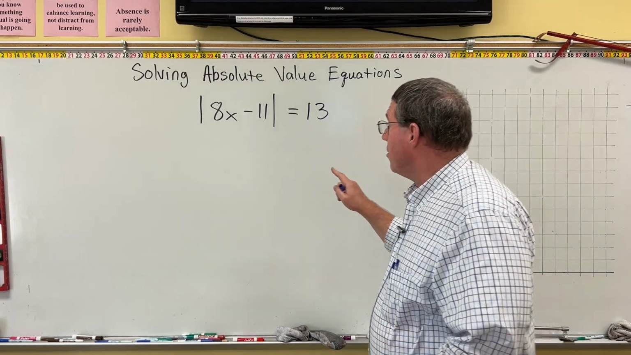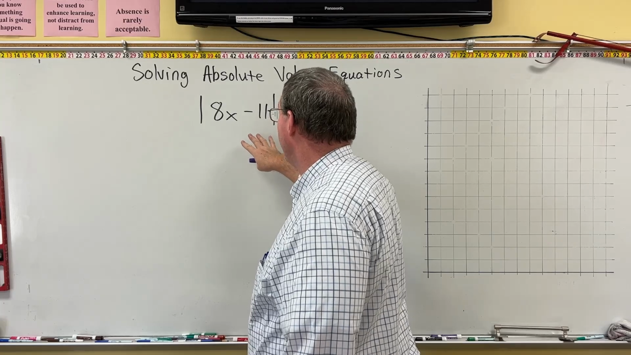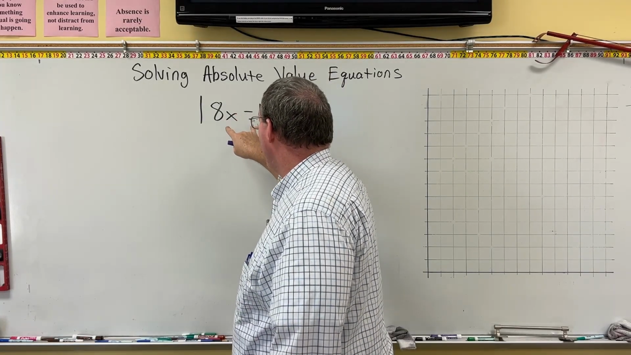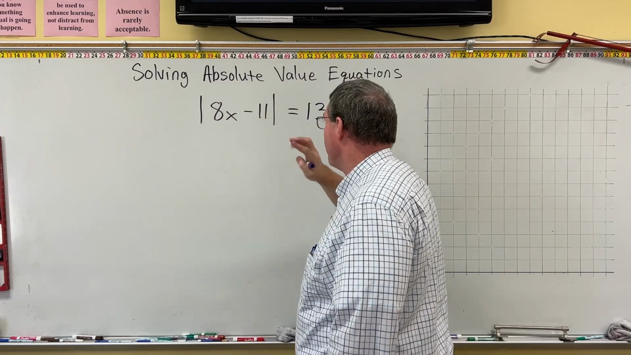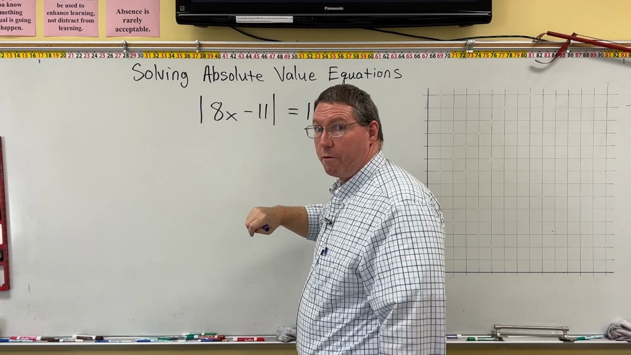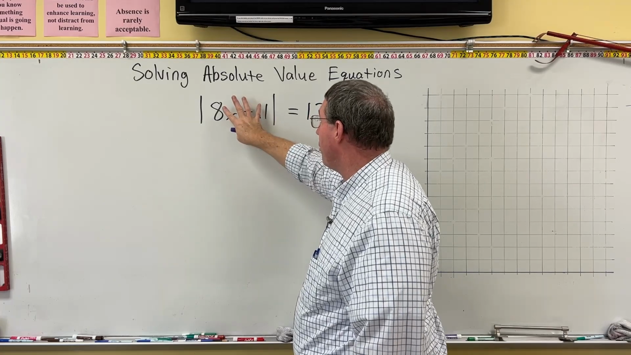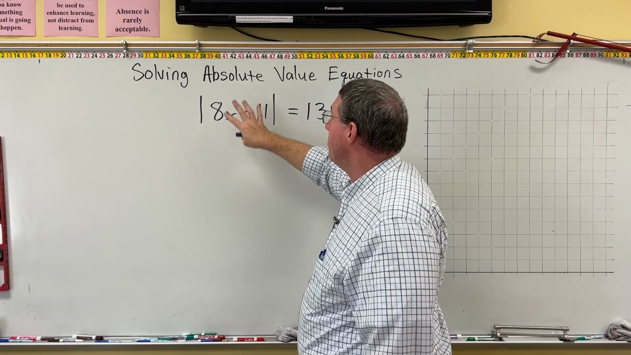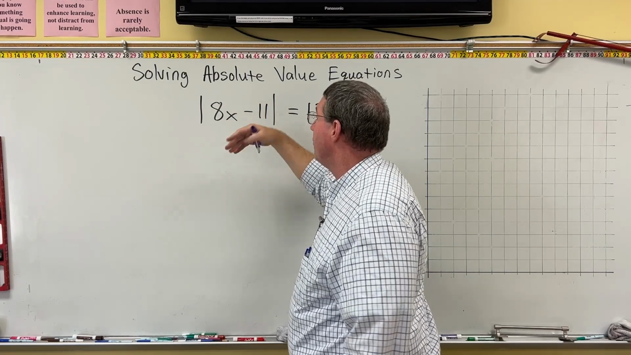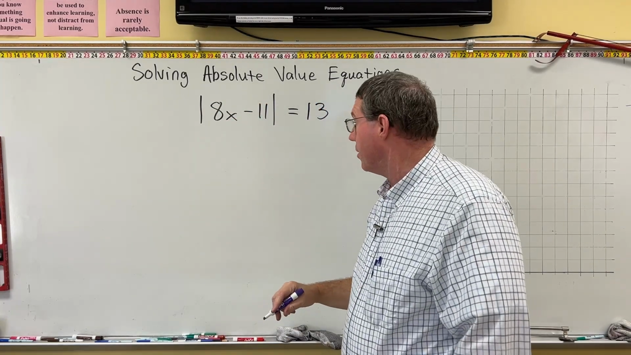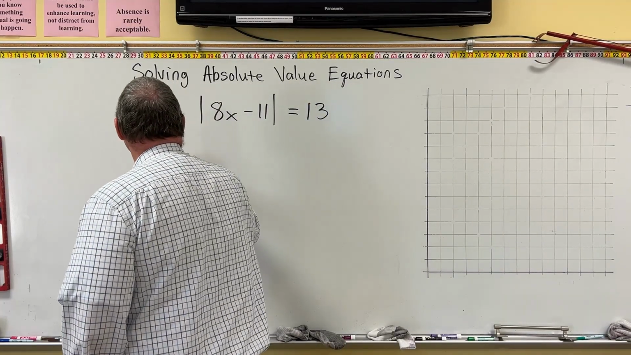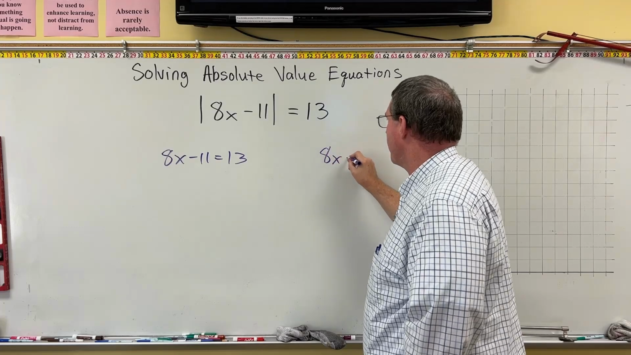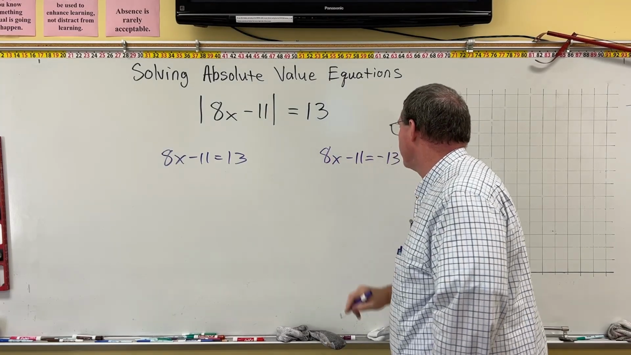There's not really anything that needs to be done. We're at the part where we basically rewrite this as two separate solutions. So we know that what's inside these absolute value symbols can either be 13 or negative 13. 8x minus 11 can be 13, and then the absolute value of 13 is 13. Or 8x minus 11 can be negative 13, and the absolute value of negative 13 is also equal to positive 13. So we're going to say over here that 8x minus 11 is equal to 13. And then over here, we're going to say that 8x minus 11 is equal to negative 13.